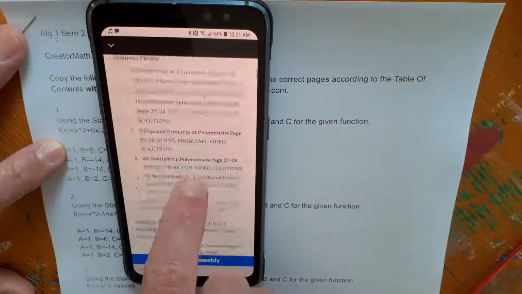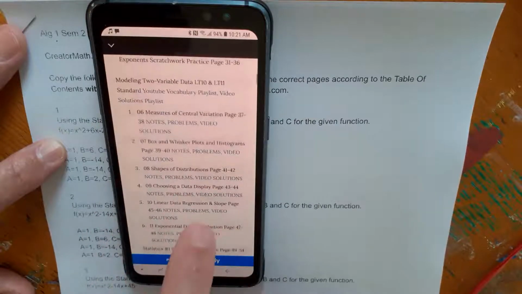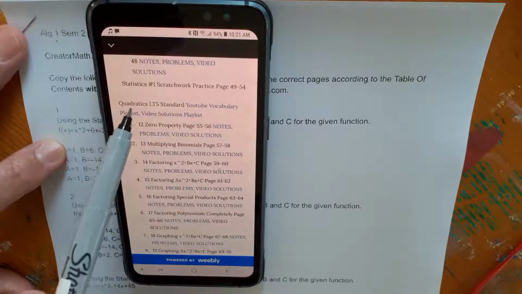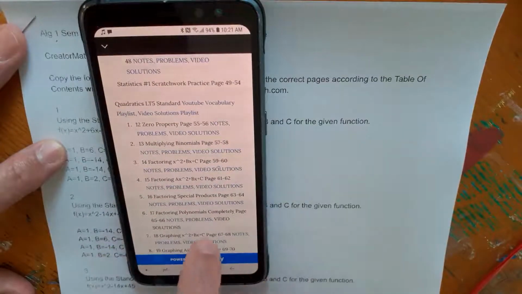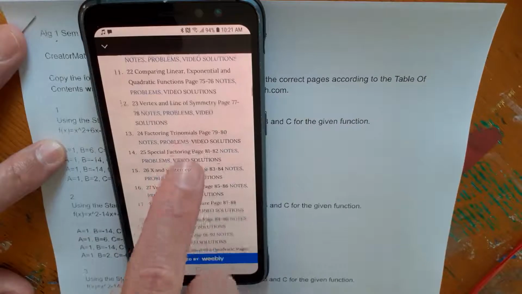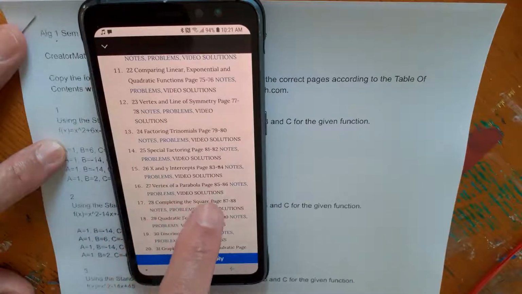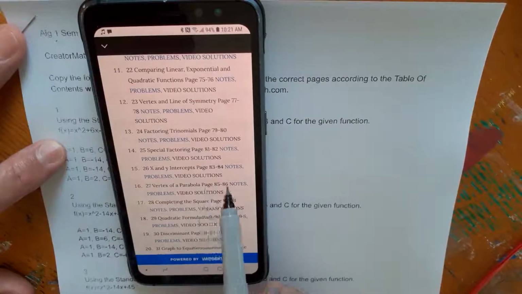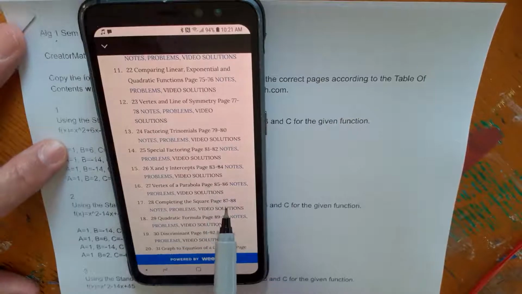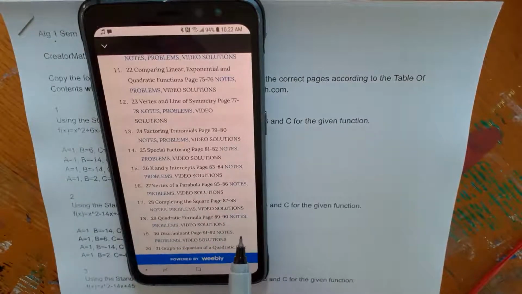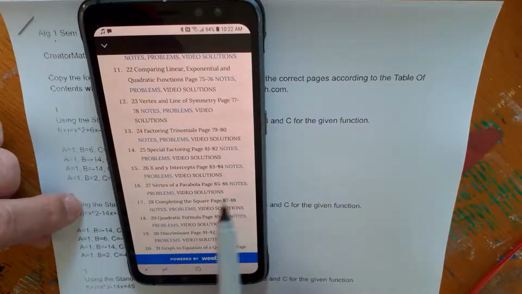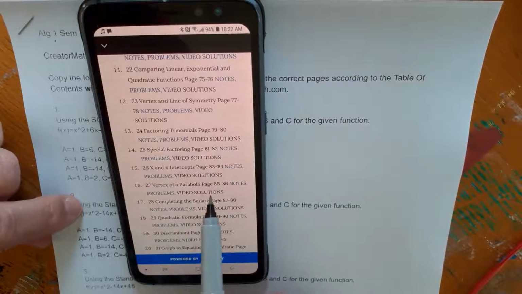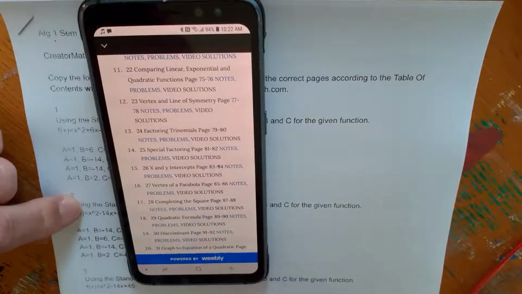Here's a unit exponents. Here's a unit modeling 2 variable data. Here's a unit quadratics, and we're all the way down on lesson 16. So follow these numbers. Here's 16, vertex of a parabola. Here are the page numbers. Go look it up on the original table of contents now, because by the time you watch this video, it's probably going to be different. Here's notes, problems, and the video solution will be tagged right here, by the way. The link will be put up.